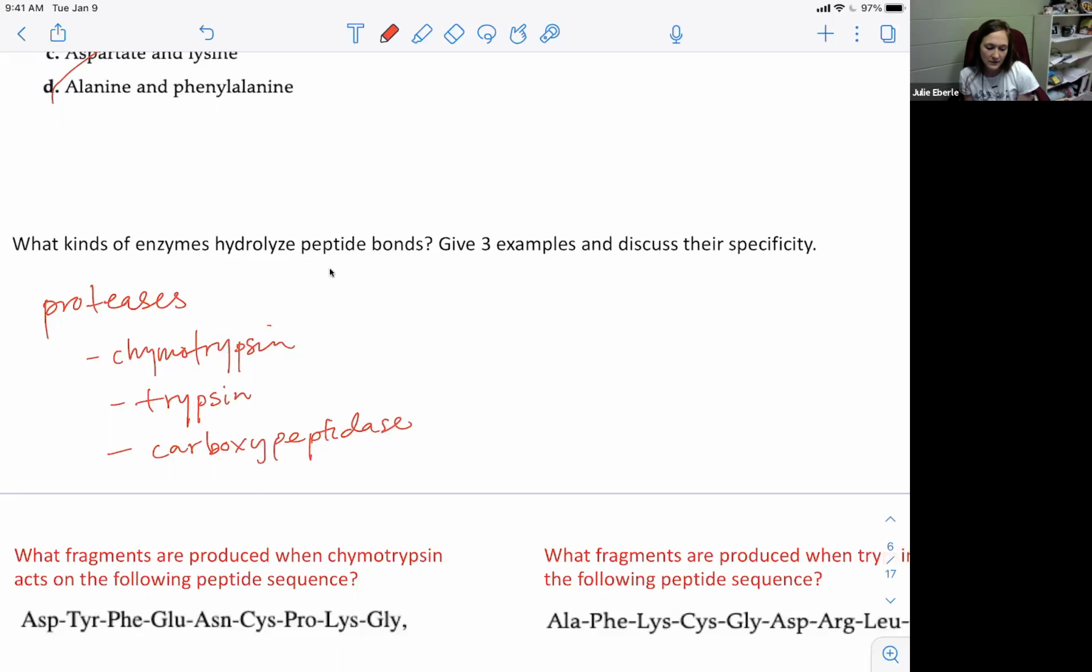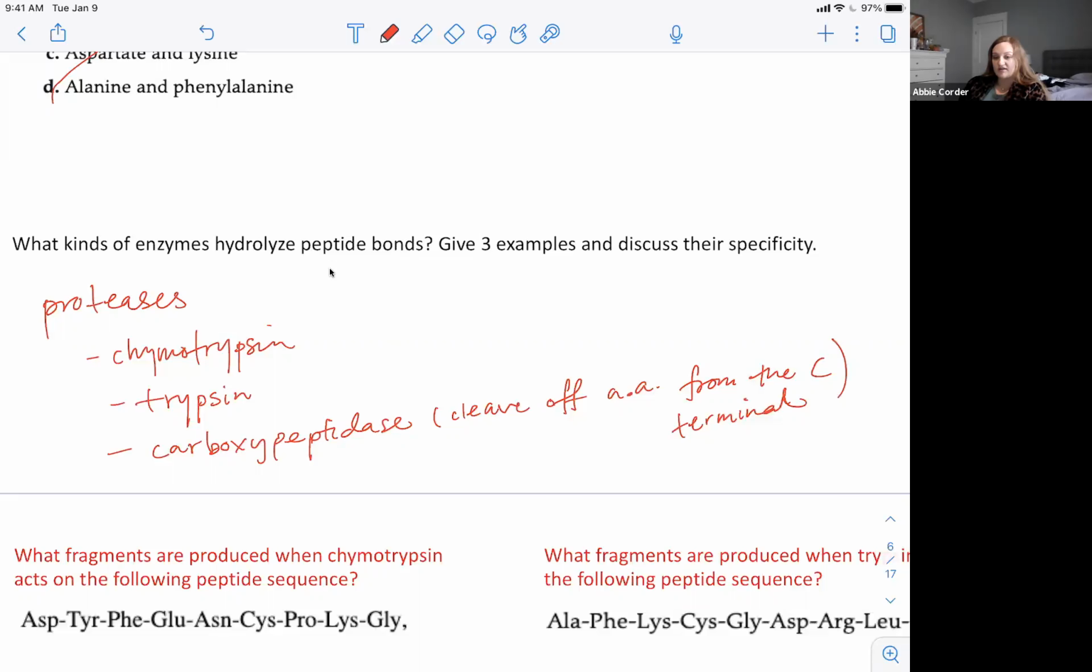Okay, let's discuss their specificity. So I just said carboxypeptidases cleave off the amino acid from the C terminal, carboxy terminal. So they just cut off the carboxy terminal amino acid, the one furthest right. We always put the C terminal on the right. Okay, where does trypsin cleave? The carboxy terminal side of lysine and arginine.